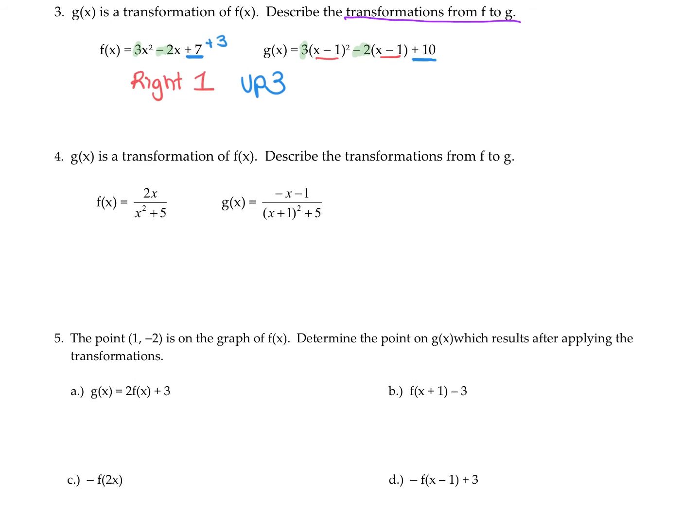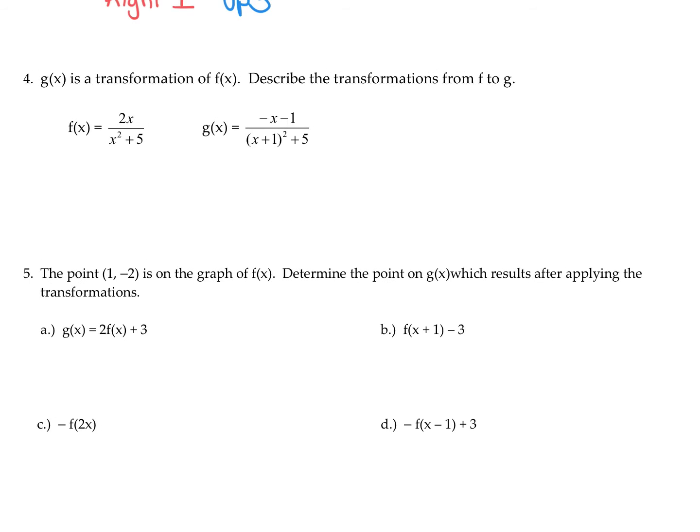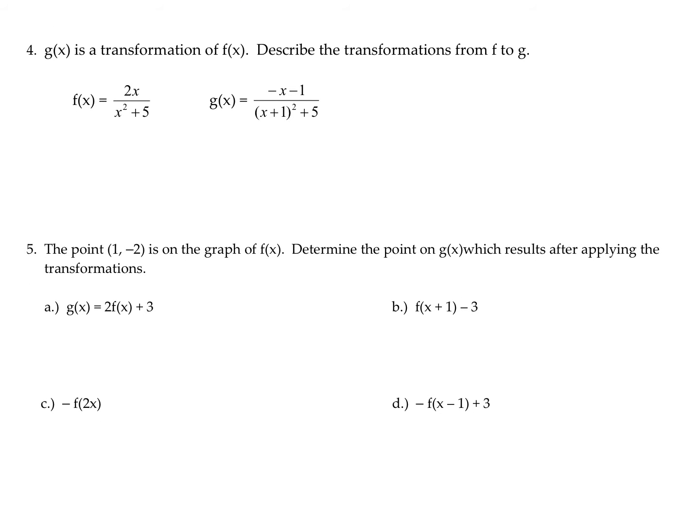Let's look at this second one. g is a transformation of f. So at first, this looks really difficult, but actually if we look at our denominator of g, that kind of gives me a hint of what happened with the x. So I see my x became x plus 1, so I can already see that that means I went left 1. So let's see what happened to the top then, because what that means is I took x plus 1 and I plugged it in for both x's.